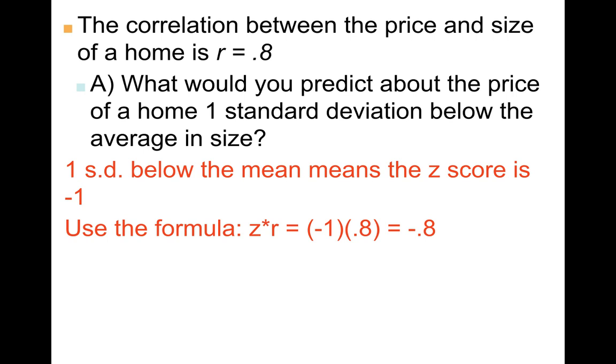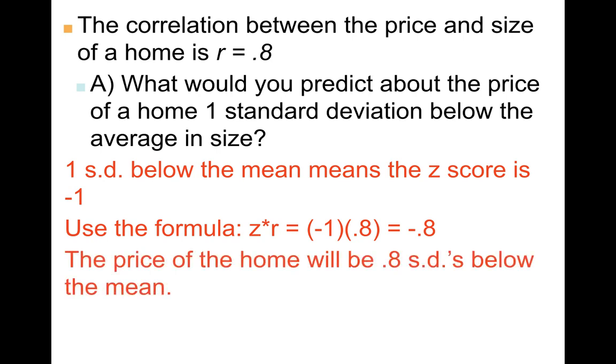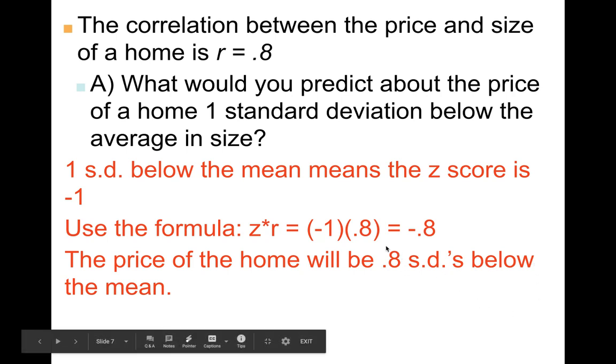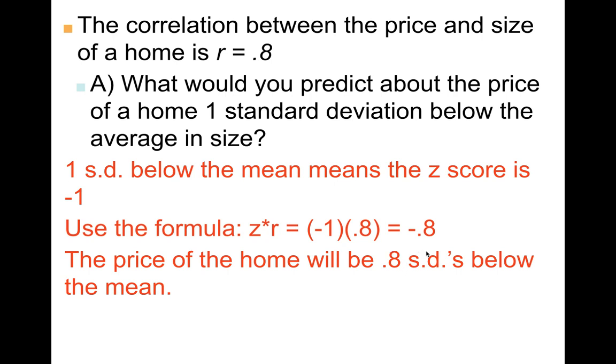To answer the question, what would you predict about the price of a home one standard deviation below the average in size? That means that the price of the home will be 0.8 standard deviations, and the negative means it's below average. So the price of a home will be 0.8 standard deviations below average. Notice I gave my answer here as 0.8. I didn't write -0.8 standard deviations below because the word below implies that it is indeed negative.